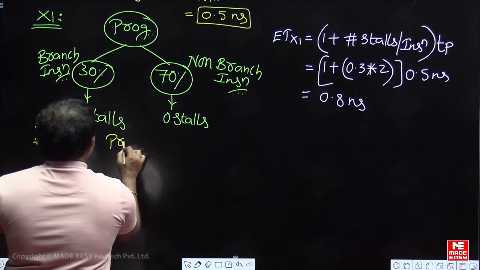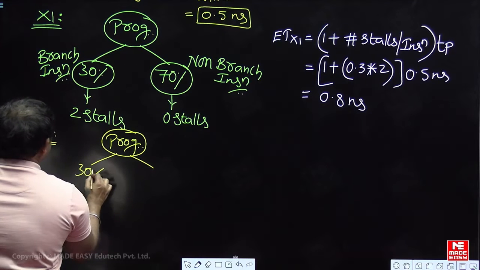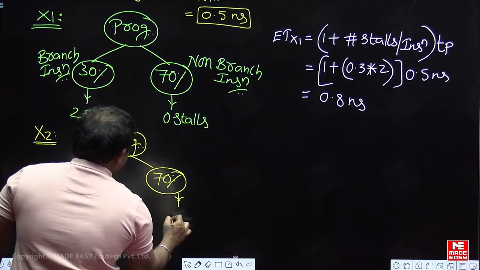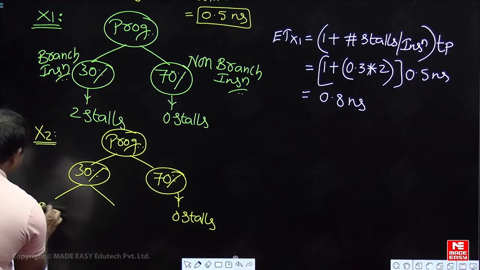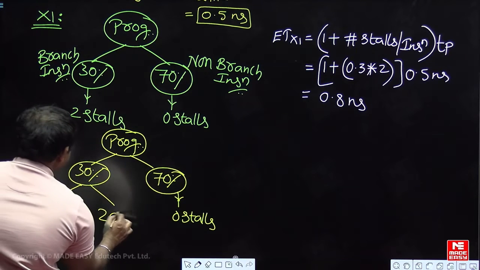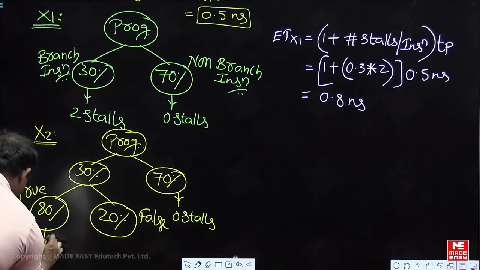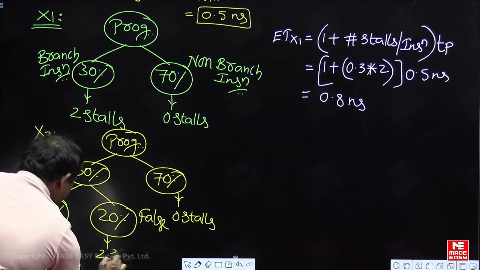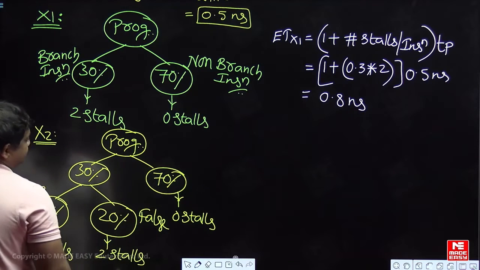Right, there is a program. In this program 30% are branch instructions, so 70% are non-branch instructions. Non-branch instructions create 0 stalls. In the branch instructions, 80% of branch predictions are true predictions, and 20% are false. True predictions create 0 stalls, false predictions create the stalls. Old CPU stalls and new CPU stalls are the same.